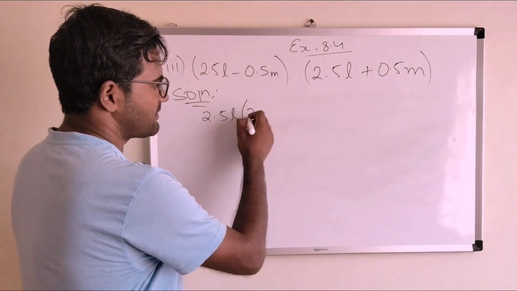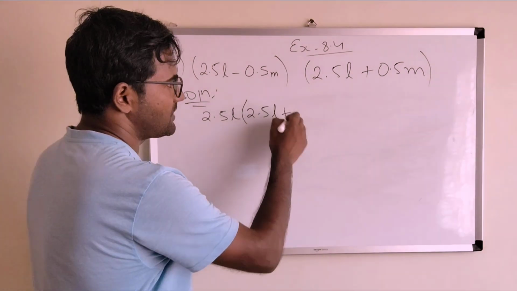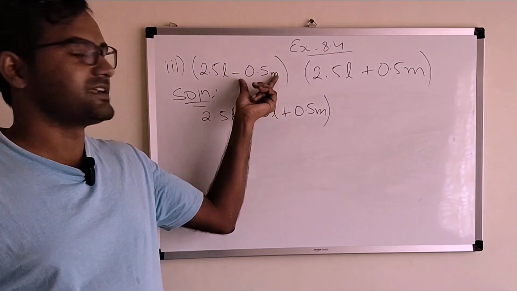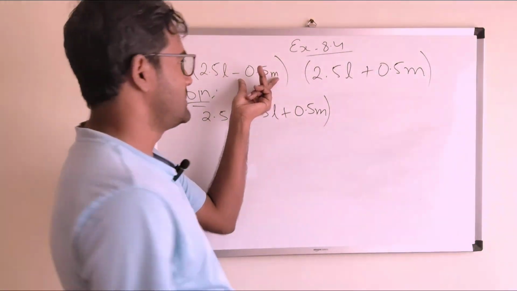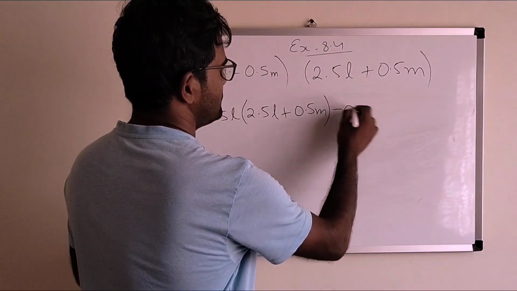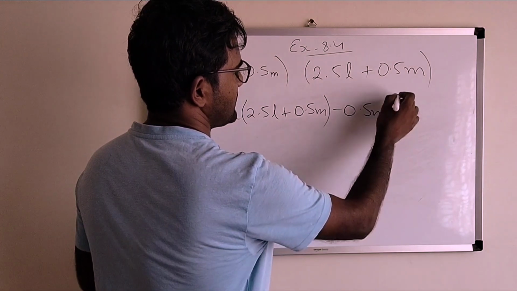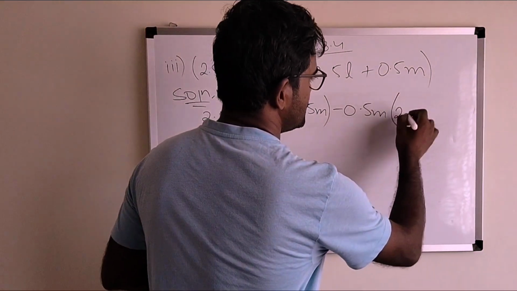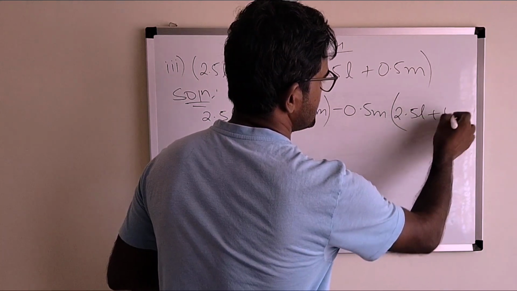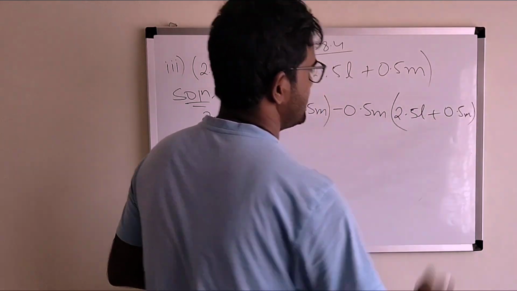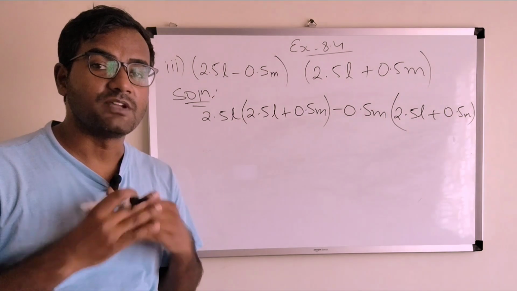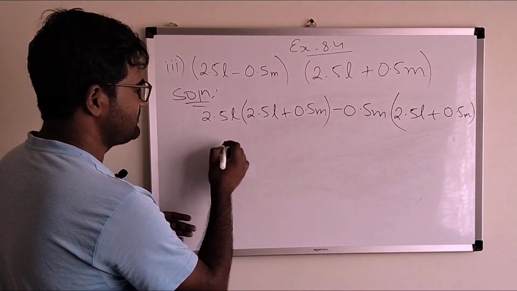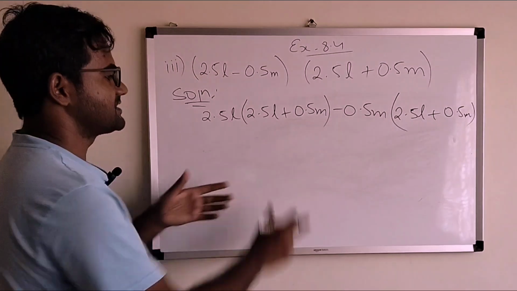Which means I'll write here 2.5L plus 0.5M, right? Then I will write this minus 5, the second term of the first one, minus 0.5M, and in the bracket I will put this whole thing once again. So that is 2.5L plus 0.5M. All right, now we don't have to do anything, we just have to multiply it. Let's see. So all right, these two we have to multiply.